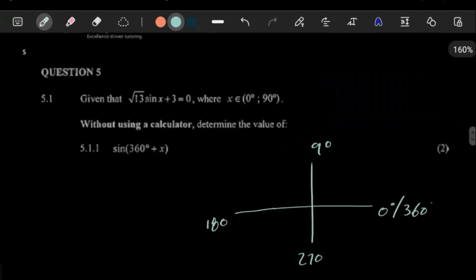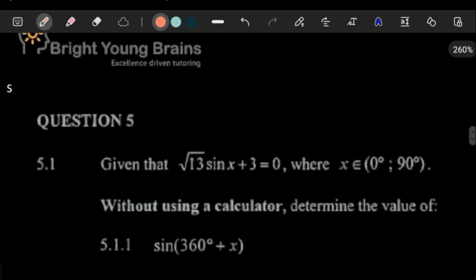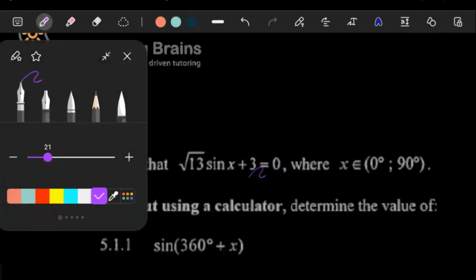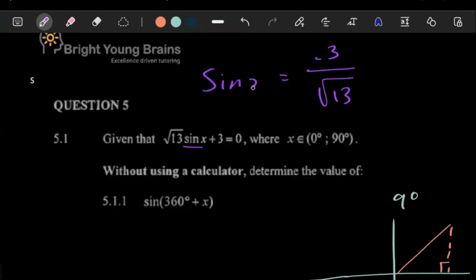If they're saying that our x is between 0 and 90, we know that our sketch has to be somewhere there. However, normally what you do is you want to put your given equation in a format where your trig ratio is isolated. So from here, we can move the 3 to the other side. You're going to have negative 3 over square root of 13. This is like sine x.